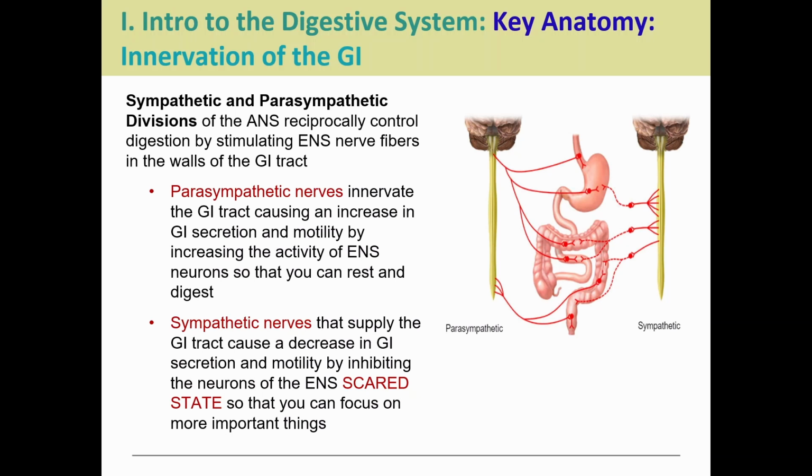So if we think about the parasympathetic nerves that innervate the GI tract, this is part of the rest and digest, which means we're going to increase the secretions and motility. Basically, we're going to ramp things up when it comes to the digestive system. Whereas sympathetic, right, we are going to ramp things down. We're going to slow down secretions. We're going to slow down movement so we can focus on the things that are required for immediate survival in that emergency situation.